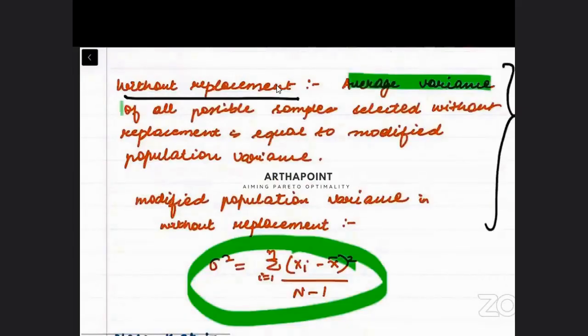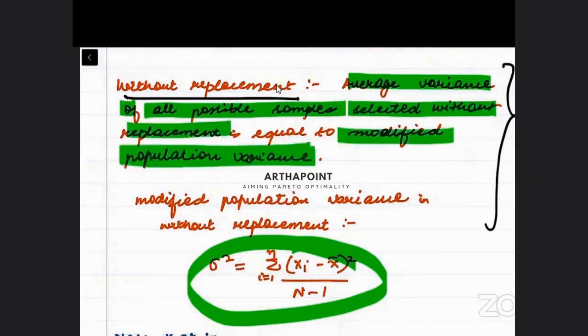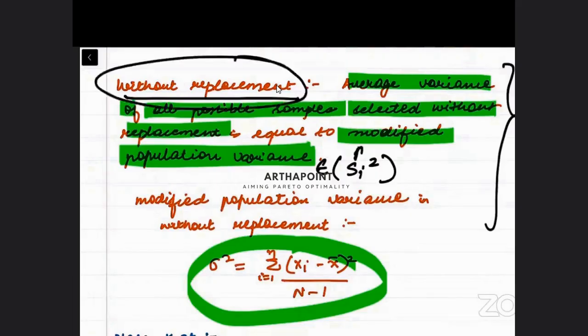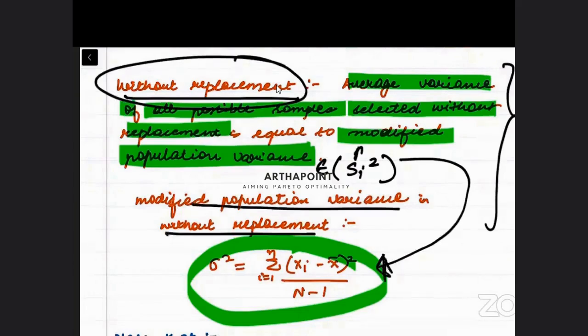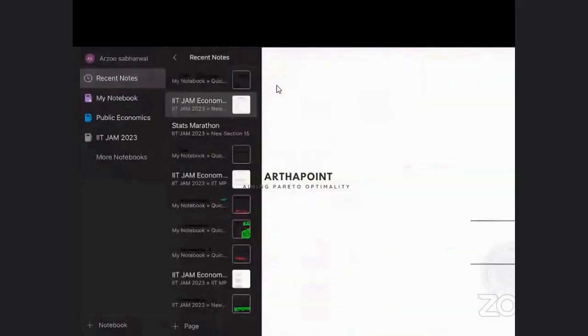Average variance of all possible samples selected without replacement is equal to modified population variance. So the expected value of the variance of the sample, which is without replacement, whatever formula we derived, is equal to this. It is equal to the modified population variance. Okay. Now let's go back to the question after all this information.